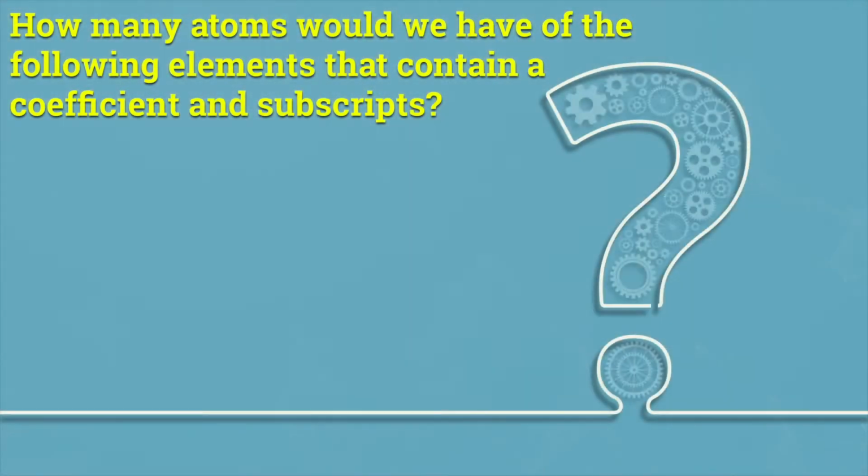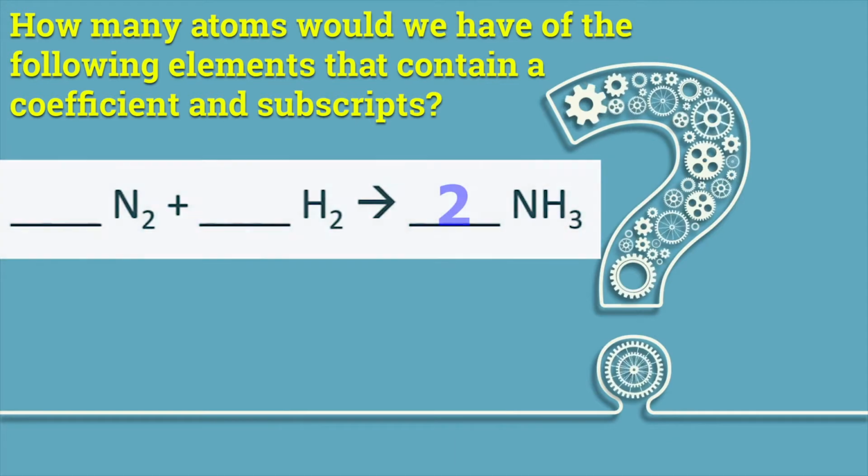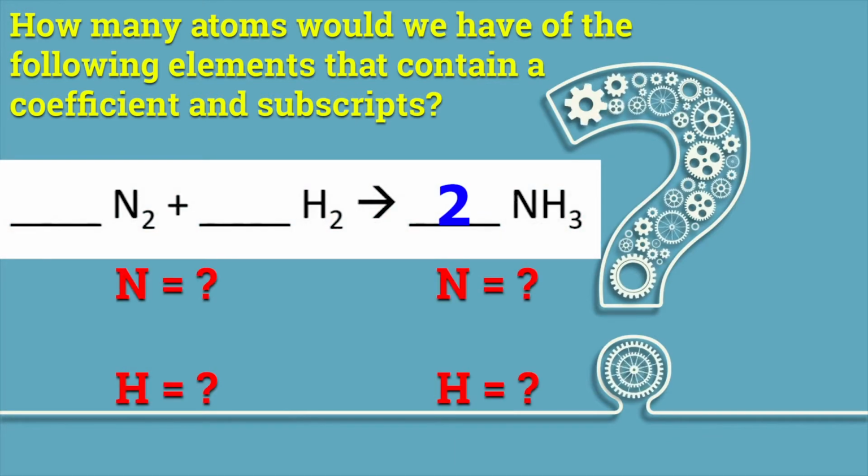Quick check for understanding. How many atoms will we have of the following elements that contain a coefficient and subscript? Pause the video. Take a minute to find the correct number of atoms for each of the following elements.